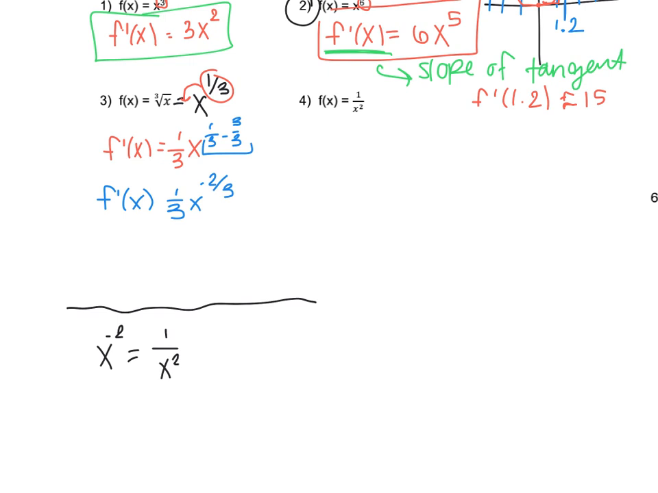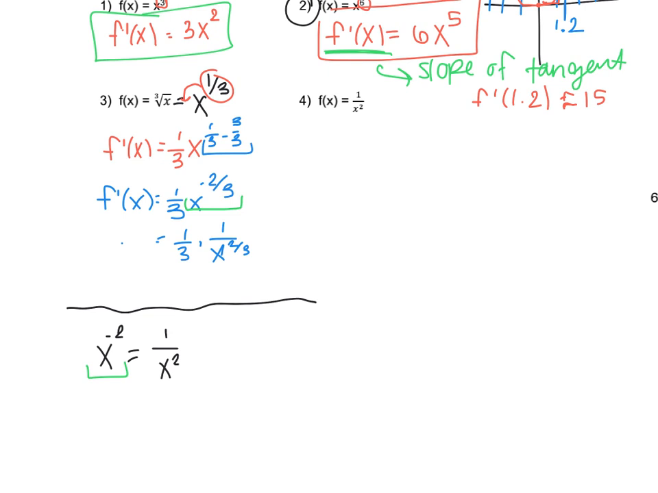So this means what we've got is a derivative of 1/3, and then think about what I'm going to do with this x to the negative 2/3, keeping in mind what I did with x to the negative 2 here. This is going to result in, instead of x to the negative 2/3, 1/x to the positive 2/3.